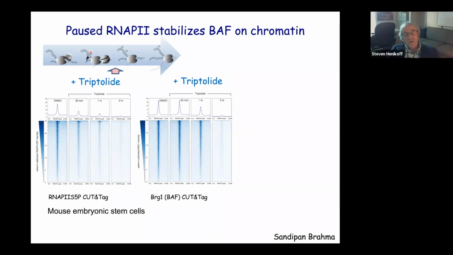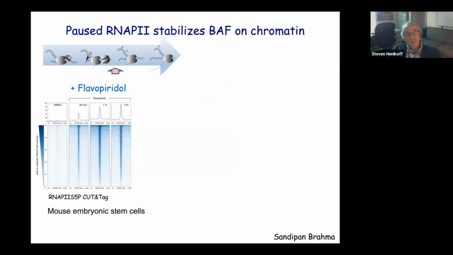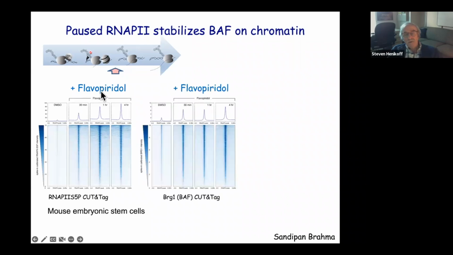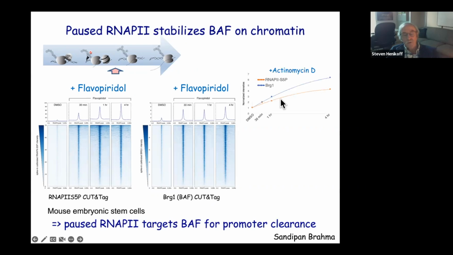Now, we also can use flavopiridol, which inhibits pause release, and we very quickly get buildup of the paused pol2. And we see the same thing going on with the BAF complex, which also confirms that it stabilized BAF on chromatin. And we see basically the same result, even stronger with actinomycin D. And so this implies that pol2 is targeting BAF for promoter clearance.